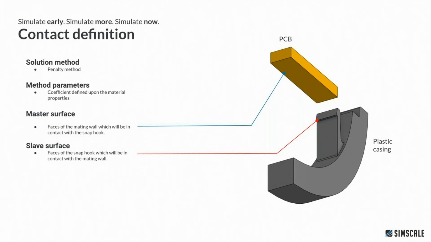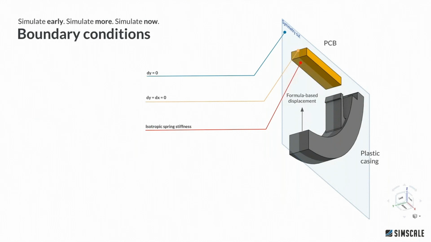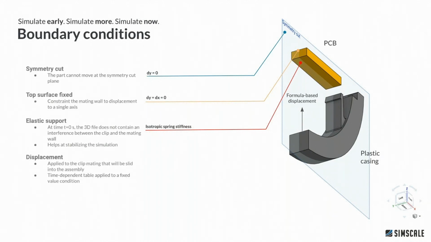About the master surface, it's going to be defined as the electronic board, while the moving part will be the plastic clip. So the plastic casing is going up towards the PCB. And then we'll have 4 boundary conditions. To ensure that the plastic part will move, we'll set a displacement formula for it or a table formula for it. And to keep the electronic board fixed, we'll assign its top surface to a fixed value condition. Finally, we will also cut this 3D model in half, as we can simplify this problem to a symmetric geometry. This would lower significantly the runtime and reduce the computational cost of the simulation.